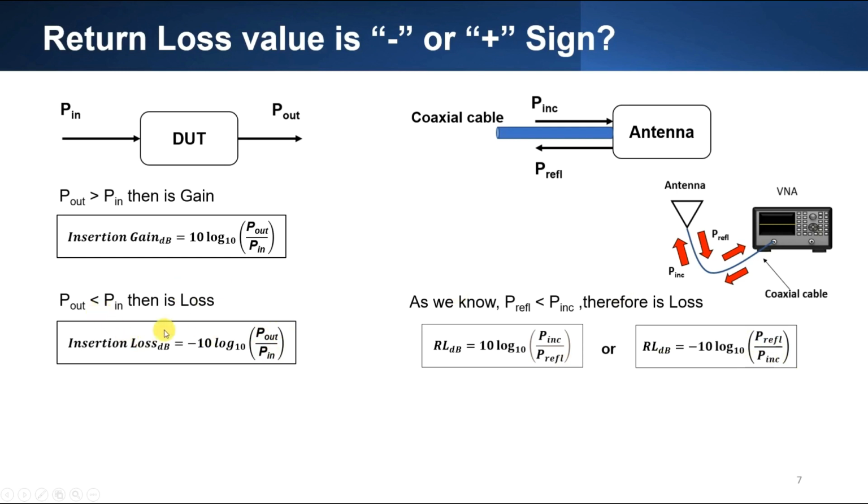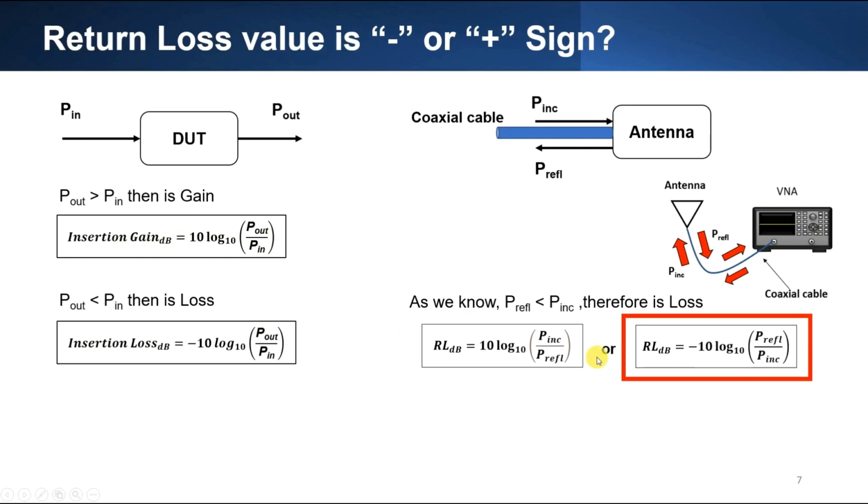So if you understand insertion loss, then you can easily understand return loss, or if you understand return loss, you can also understand insertion loss. Therefore, you can always put a negative sign in front, with the power output or power reflected divided by the power input or power incident. But you need to remember that return loss has the word loss, so we put the negative sign here, and insertion loss has the word loss, so it's a negative sign here. For gain, without the word loss, don't put the negative sign. They are the same equation, but without the negative sign.